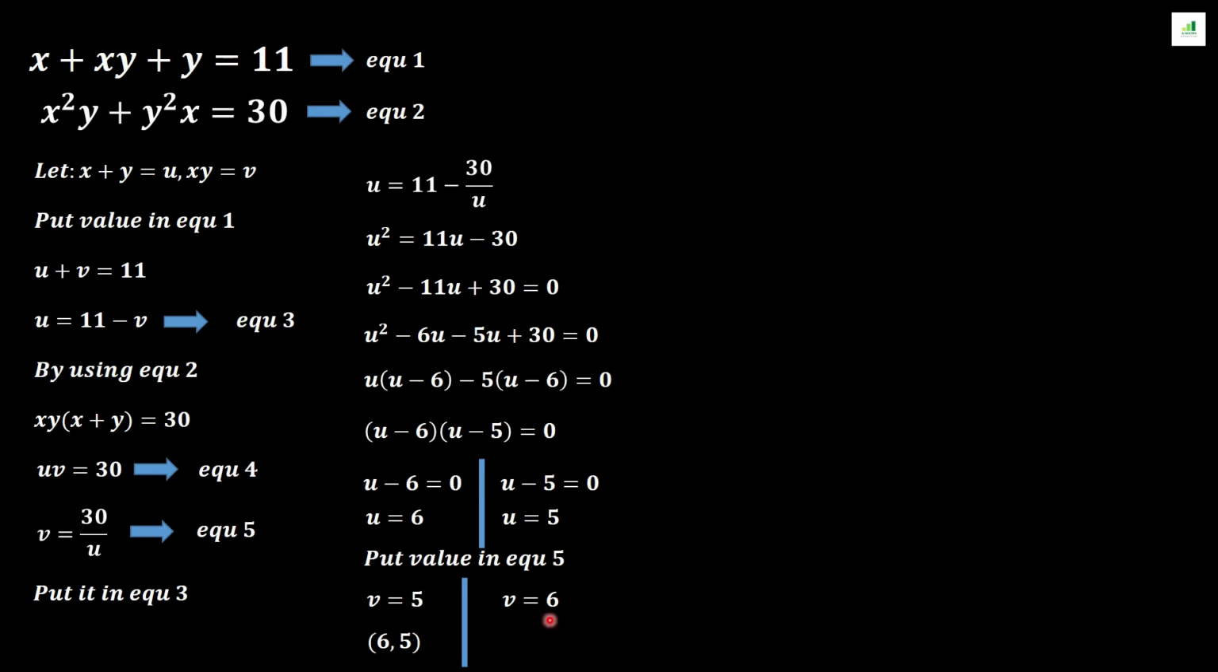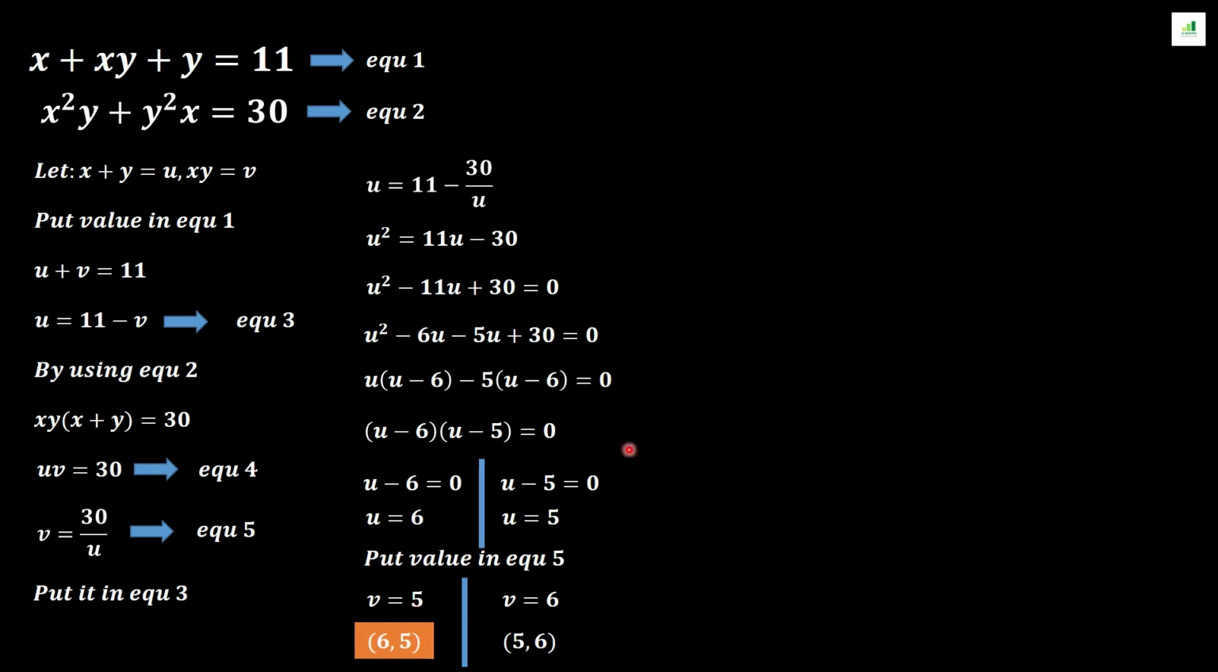And here we get another ordered pair, which is 5 comma 6, which is the value for u and v. So here we get two ordered pairs, or two values for u and v. Now we should use these values to get the original values of x and y, and we should use these ordered pairs one by one to get the values of x and y. So first we use this pair, which is 6 comma 5.